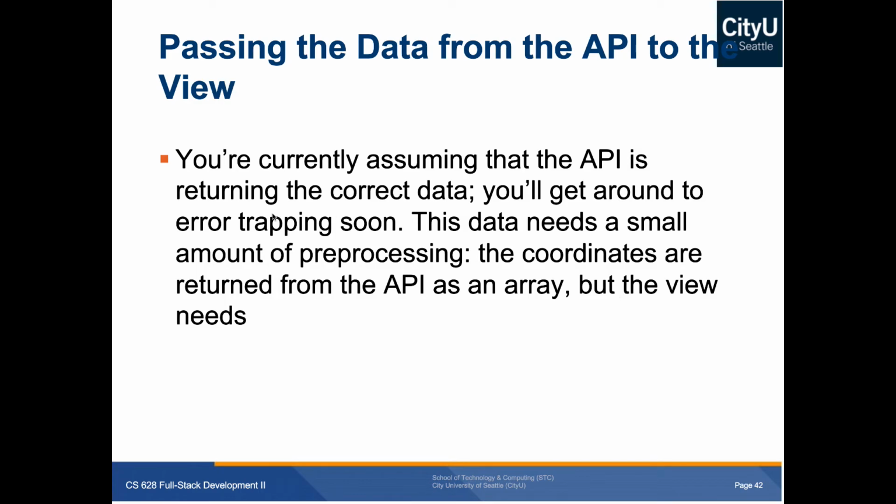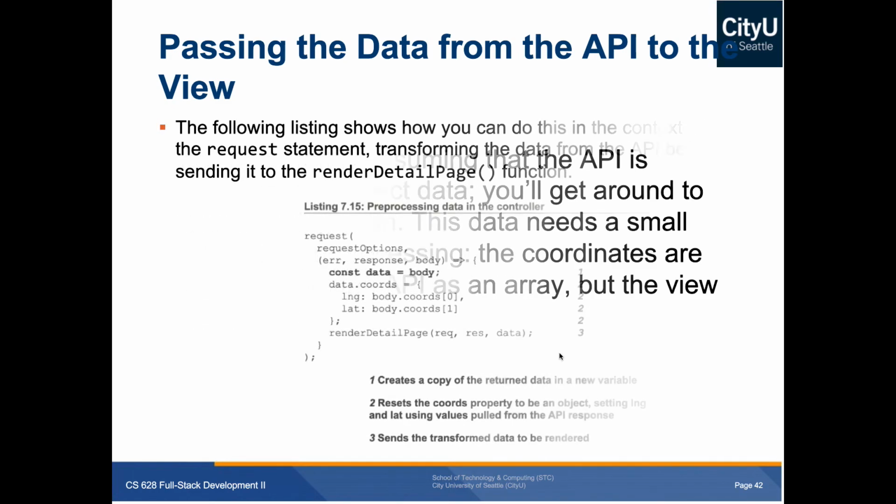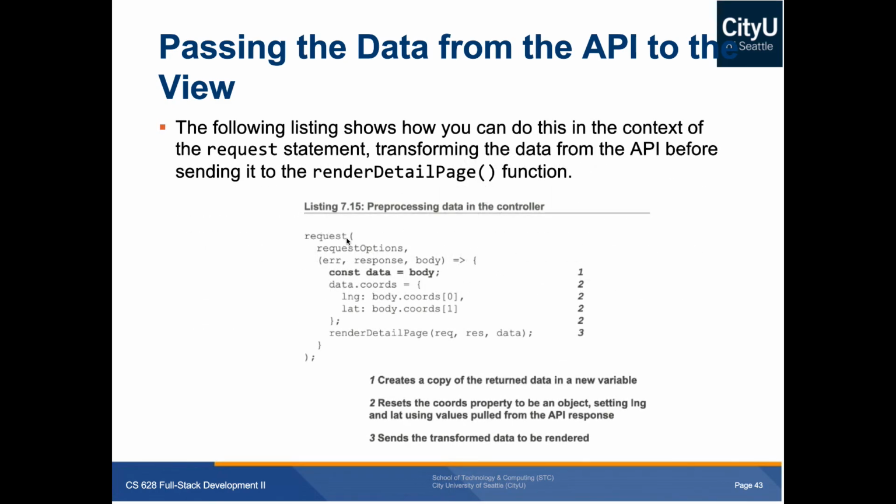Okay, so right now you are just assuming the API is returning correct data. You'll get around to error trapping soon. This data needs a small amount of pre-processing. The coordinates are returned from the API as an array, but the view needs... Okay, so transforming the data from the API before sending it to the render detail page function, right?